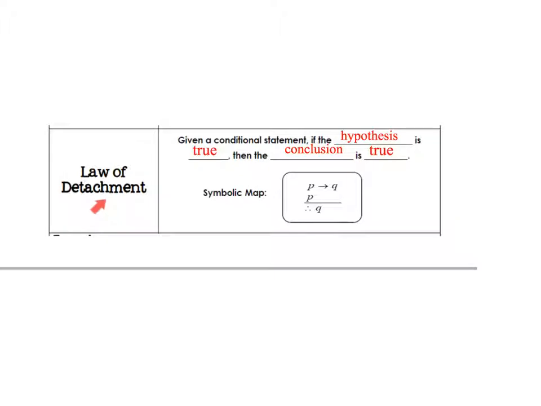Law of detachment. What is the law of detachment? When you are given a conditional statement, if the hypothesis is true, then the conclusion is true. So our symbolic notation is going to be P, arrow Q, which is conditional, and then P, therefore Q. Let's see if we can follow the law of detachment.